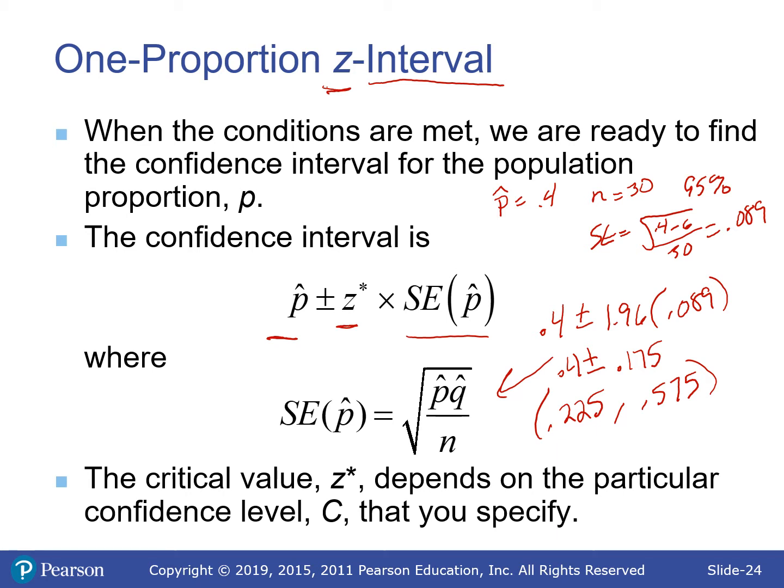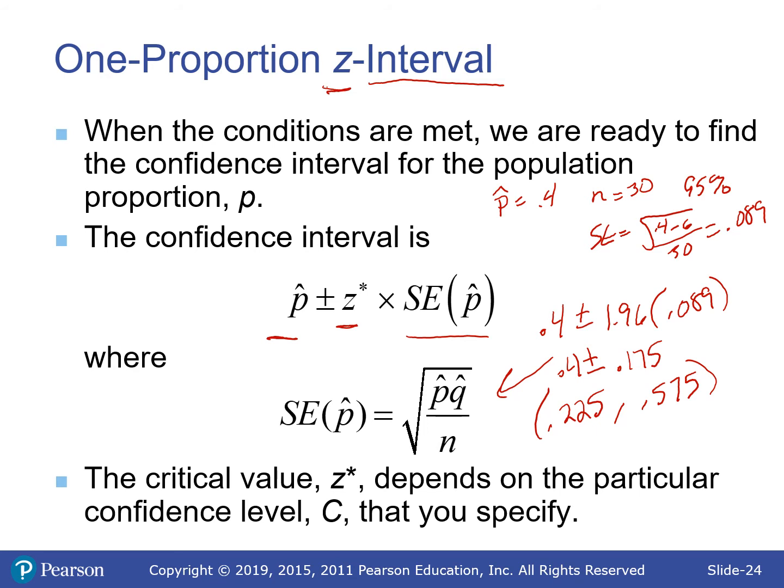So if we were estimating the proportion of people that eat tacos on Thursdays, because why would you eat tacos on Thursdays? Or a better question, why wouldn't you eat tacos on Thursdays? I am 95% confident that the proportion of people that eat tacos on Thursdays is between 0.225 and 0.575.